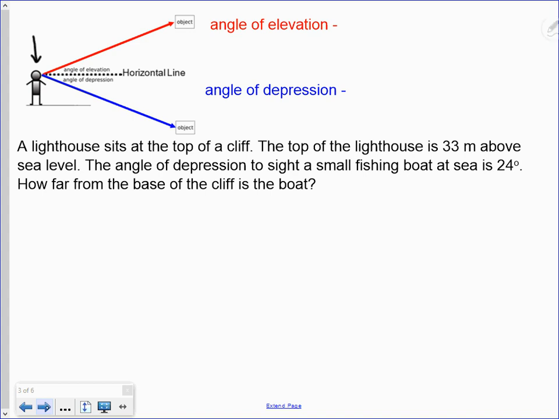The angle of elevation is always measured upwards, from that horizontal line up to the line of sight.